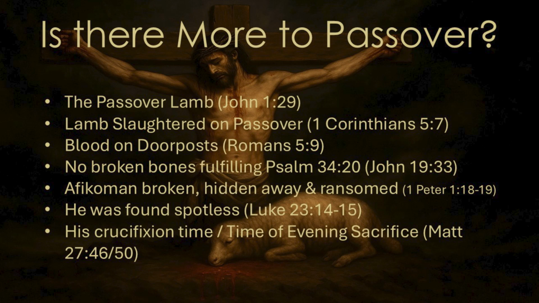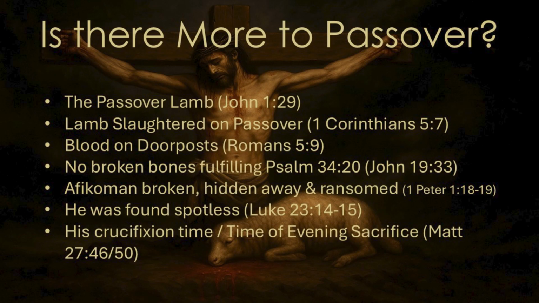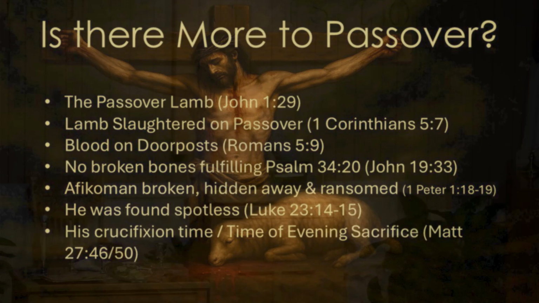The blood on the doorposts, Romans 5:9 says, "Much more then, having now been justified by his blood, we shall be saved from the wrath of God through him." So just like the Israelites were protected, or anyone really, I don't know if you caught that, but in the Exodus 12 story, it wasn't just the Israelites that were protected. If an Egyptian did that on their doorpost, they would be protected as well. If an Israelite did not do it, they would lose their firstborn. No bones were broken. Now remember, the Passover lamb had to be perfect. You could not break its bone. That is in the law.